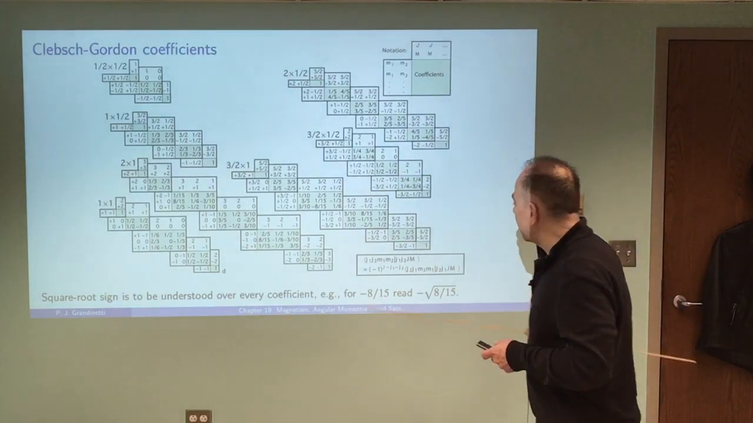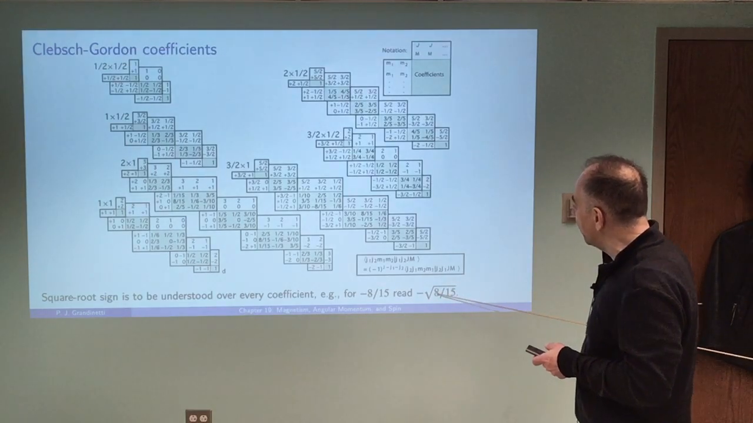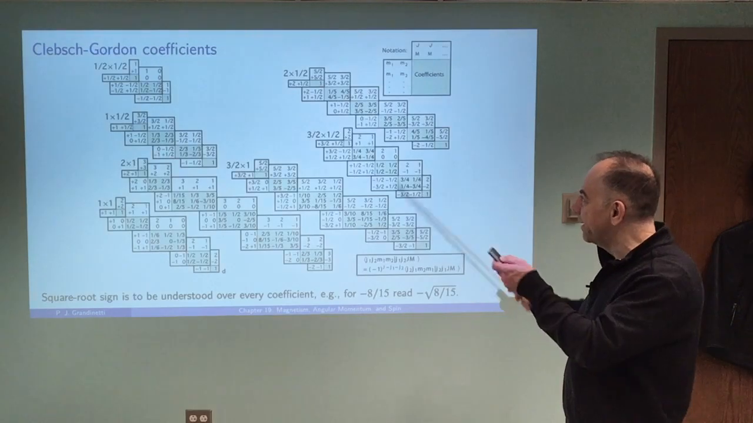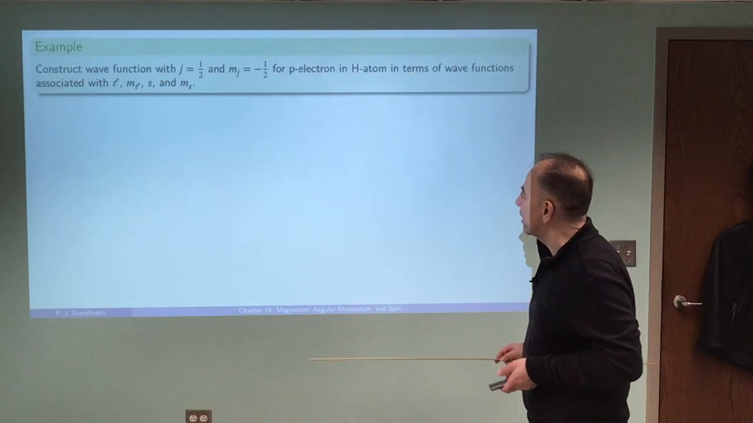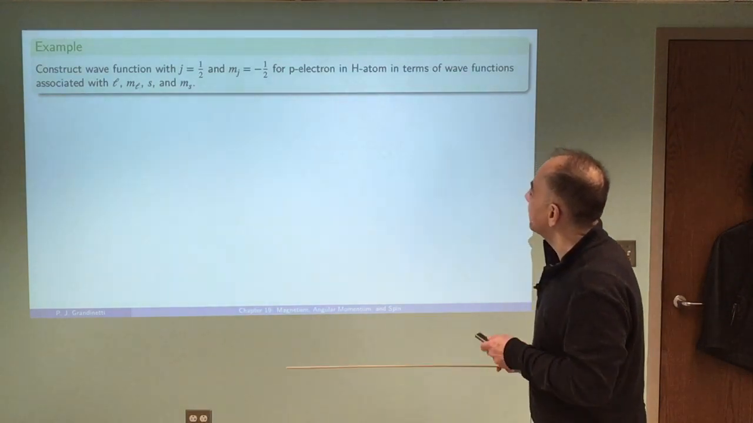The numbers inside here represent the coefficients, but you first have to take the square root of them and then apply the negative sign that are shown in these tables. So we'll come back to these in exercises in class. So let's look at how you might construct this linear combination.